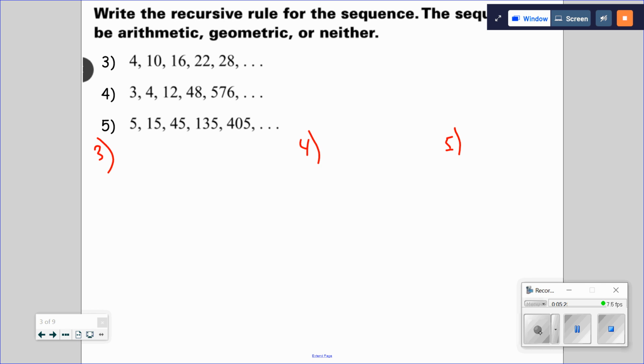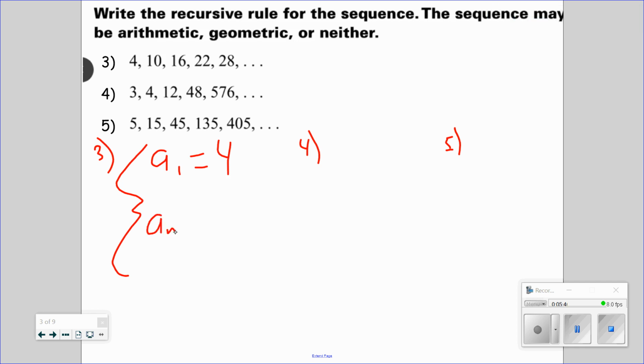On this one, make sure you read the instructions. They're having you write the recursive rule for the sequence. I myself accidentally did the explicit rule because I wasn't paying attention to instructions. The recursive rule is the one where you have the initializing of the sequence. So A1 is 4. And then you tell them where to go by referring back to a previous term. So if I'm going to refer back to the previous term, I would do A subscript n minus 1. And I would tell them to add 6 each time.